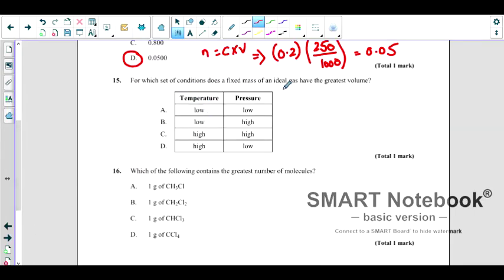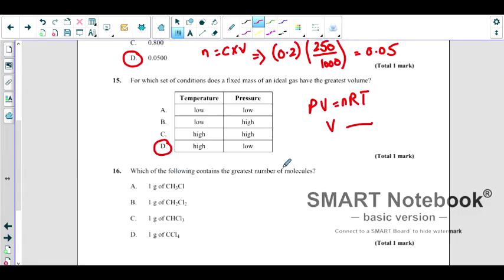For which set of conditions does a fixed mass of a gas have the greatest volume? This is a similar question. Again, you can do it the same method I explained before. PV equals nRT, then V is equal to this. The answer of this is again D.